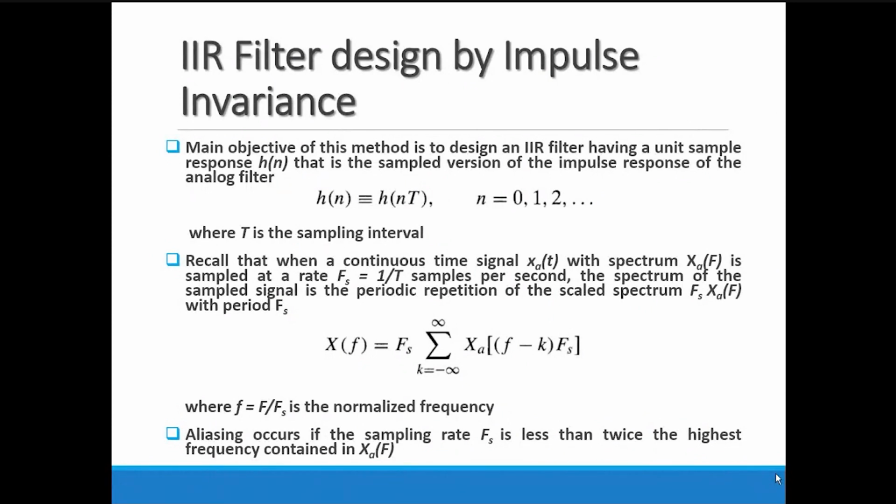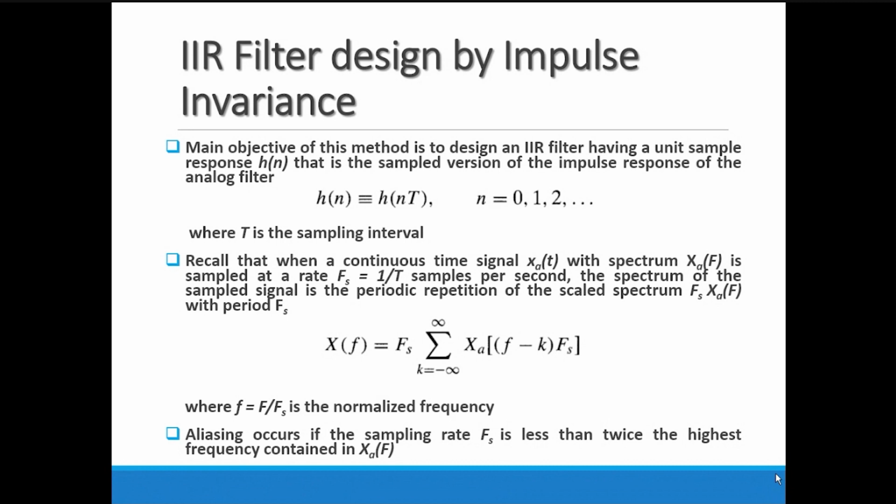So the main objective of this method is to design an IIR filter having a unit sample response h(n) that is a sampled version of the impulse response of the analog filter. So instead of taking the analog filter, using this method we are able to obtain the impulse response of the sampled analog filter. Means we are doing the sampling of that analog signal and we obtain the response for the discrete one. So here h(n) will be approximately equal to h(nT), where the values of n are 0, 1, 2, and where T is nothing but the sampling interval.